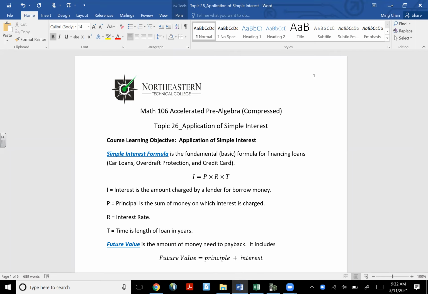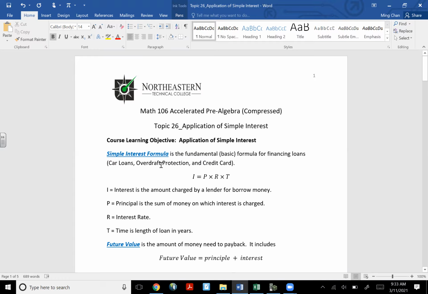In this video, we're going to talk about simple interest and compound interest. Compound interest is basically derived from simple interest. That's why the title only says simple interest. So what is simple interest? The simple interest formula is actually the fundamental formula for financing loans. Anytime we talk about borrowing money, we are using this simple interest formula.